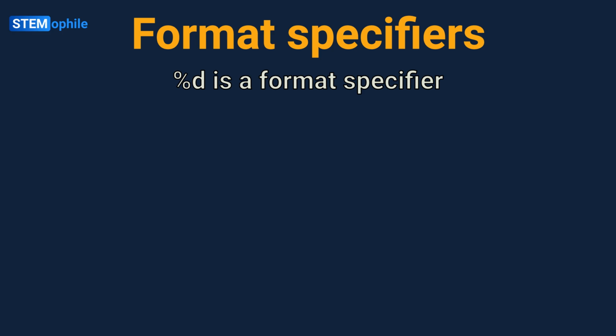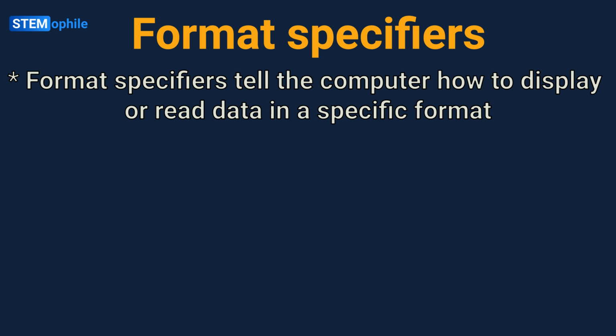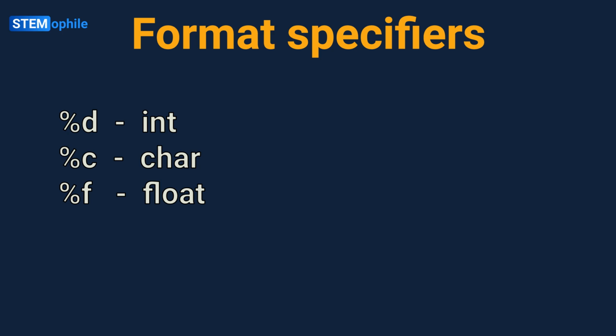%d is called a format specifier. There are many format specifiers. Format specifiers are placeholders that indicate the type of variable. These are the few commonly used ones. We use %d for integers, %c for characters, and %f for floating point numbers.